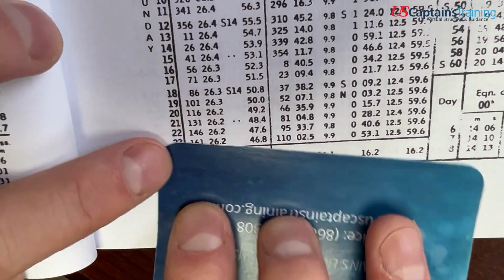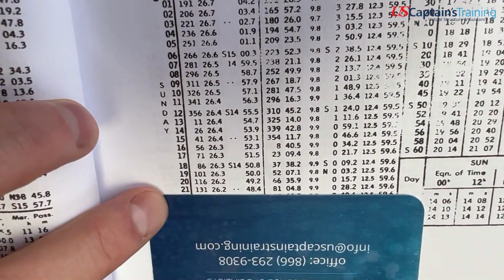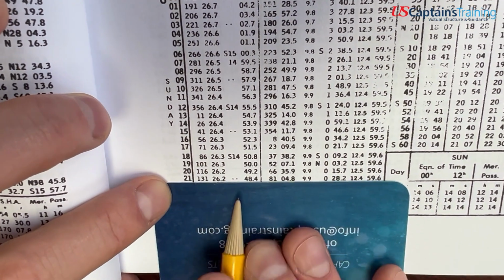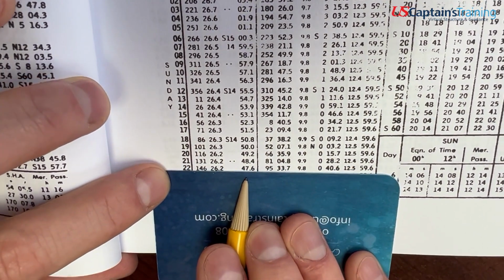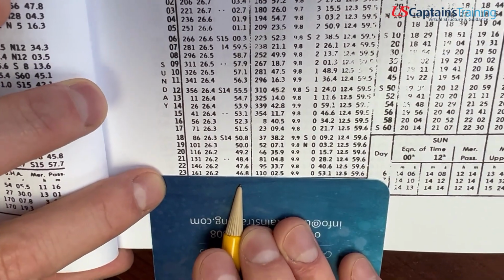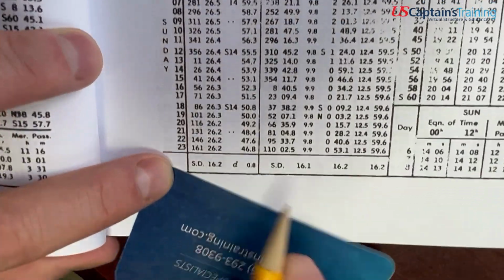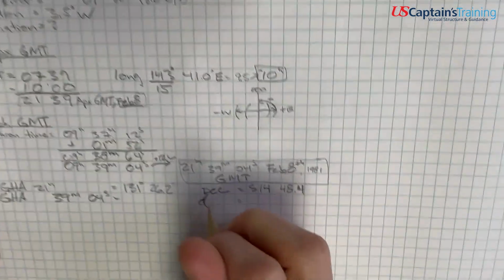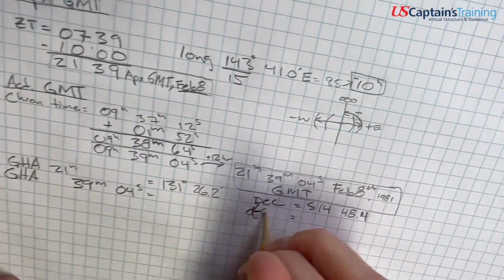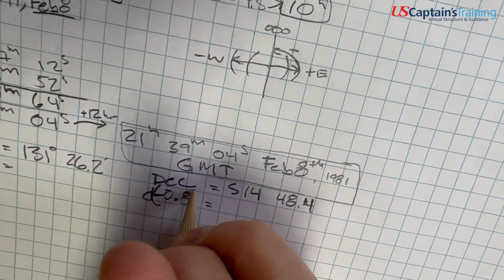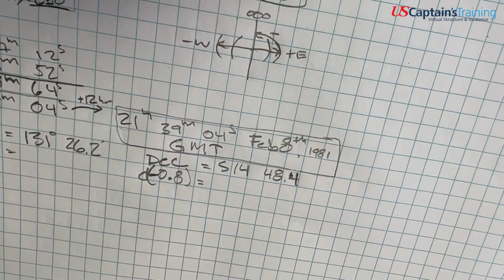It's 0.8. D is 0.8, right? But if you look, it's decreasing. We need to know whether we add it or subtract it. 48.4, 47, 46. We subtract this D value. So D minus 0.8. Now we have these values.